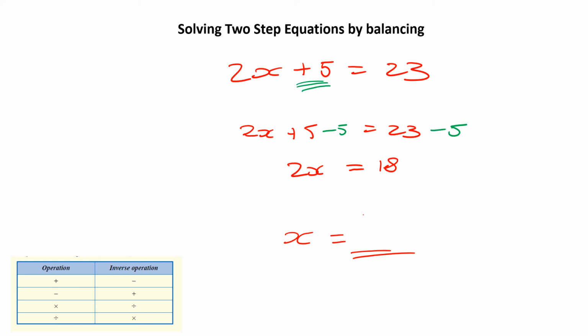Okay, and now I can go 2x equals 18, and the next step is to divide this by 2, because that's what I need to do here. I need to remove that 2 from there. So that means if I divide this side by 2, I need to divide that side by 2, and 18 divided by 2 equals 9. So that's how we can solve two-step equations by balancing.